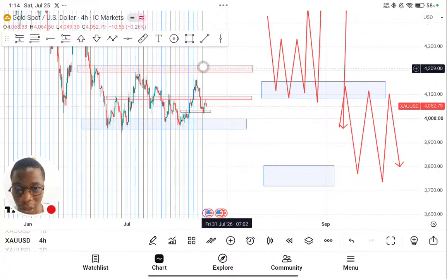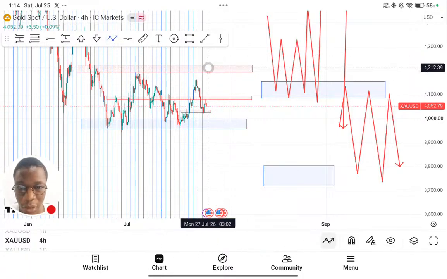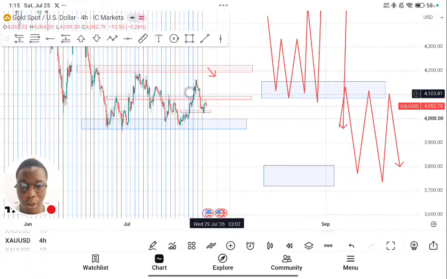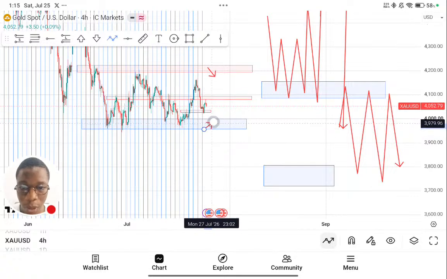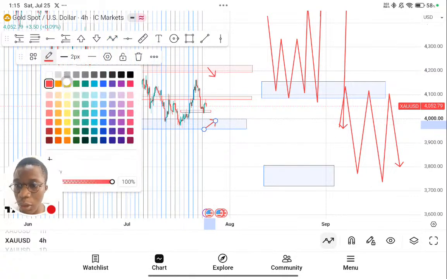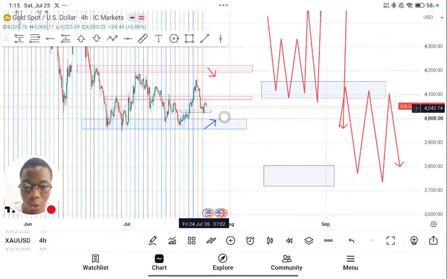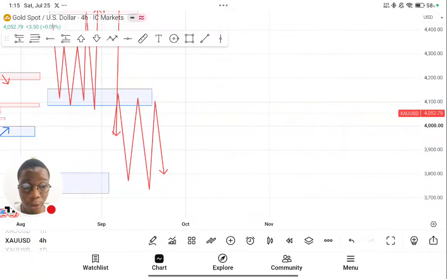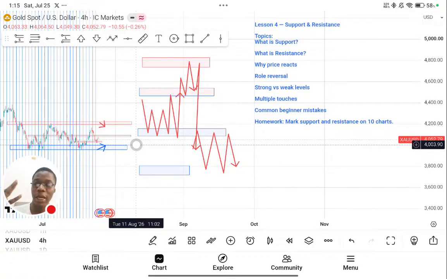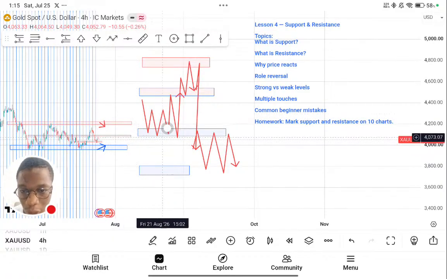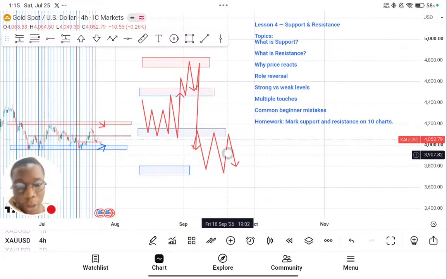But then this one, when price gets here, there's high chances that when you sell here, this place is going to hold. There's high chances that when price comes here and you buy, it's going to hold. So that tells you it's a strong level, and we identified it on daily. This one we saw on 1 hour, so it's a weak level, but it's still a level. Multiple touches, 2 to 3 times, tell you that level is a strong level.